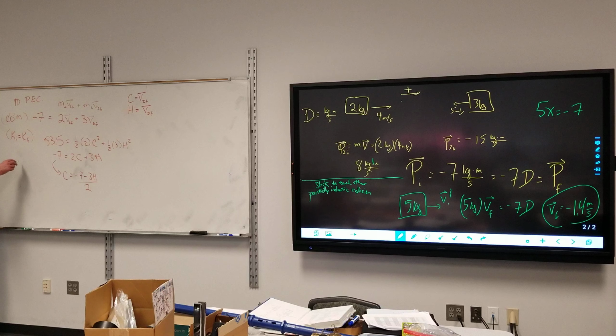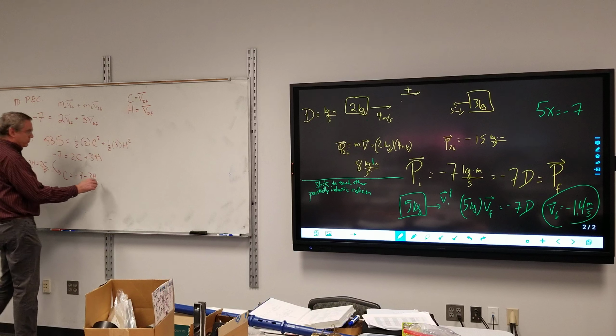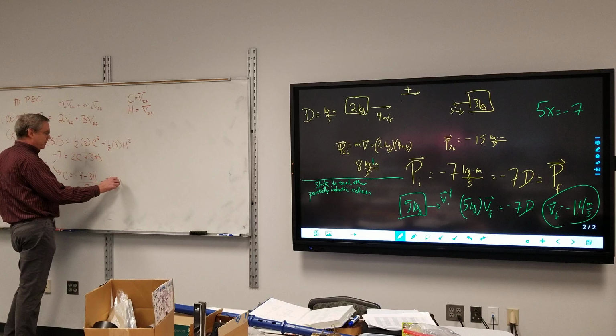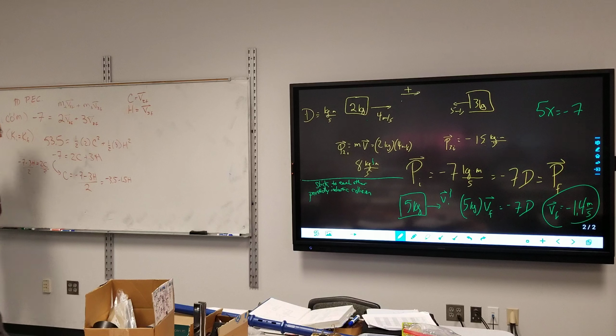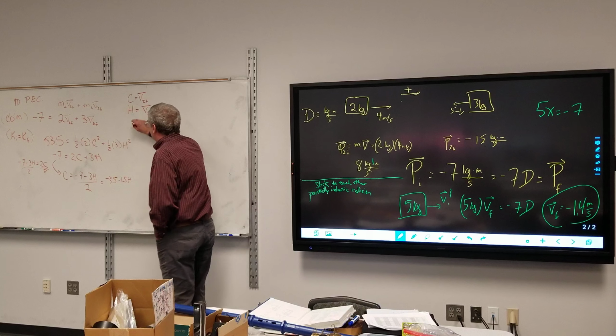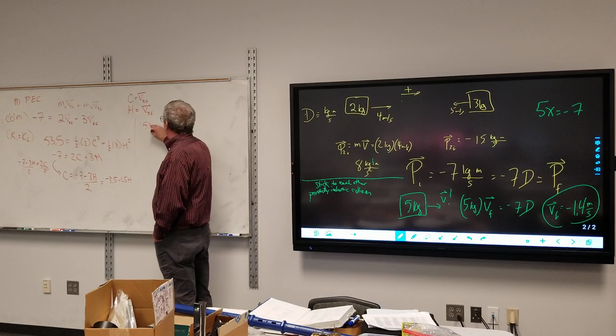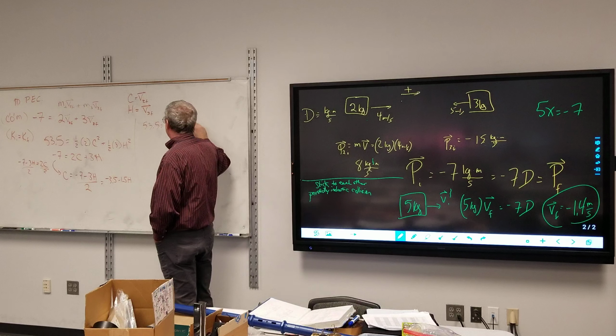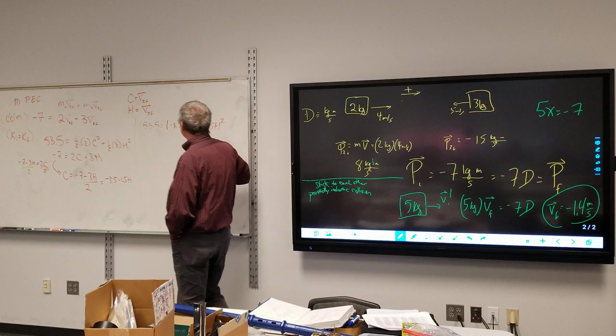I guess to put it in the intermediate step, -7 minus 3H is equal to 2C, and then divide both sides by 2. You now have this. It depends on if you like fractions or decimals, so I guess it's -3.5 minus 1.5H. I'm now going to take that and plug it into my energy equation there. So I had 53.5 equals 1/2 times 2, got that one in my head, (-3.5 minus 1.5H) squared plus 1.5H squared.